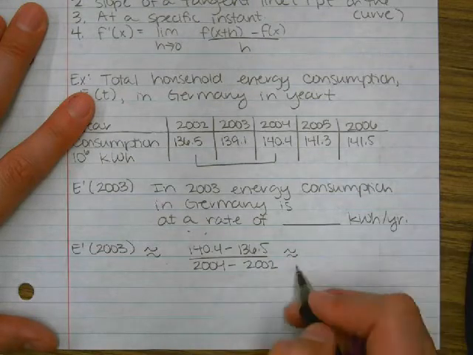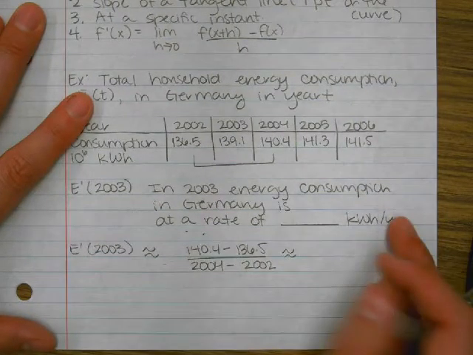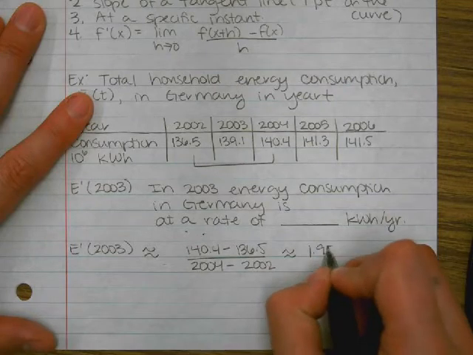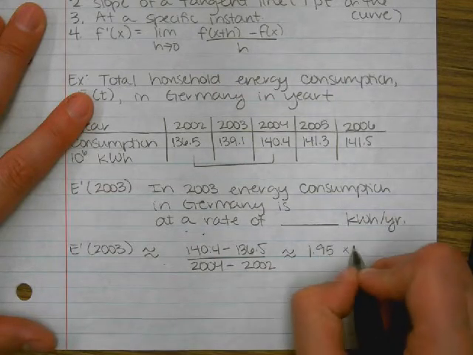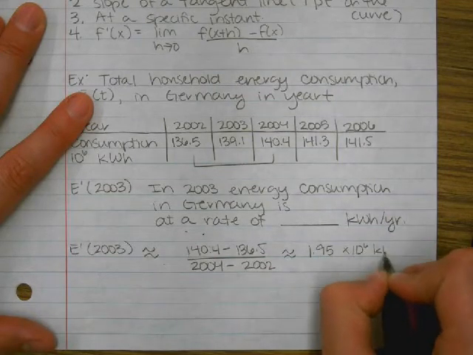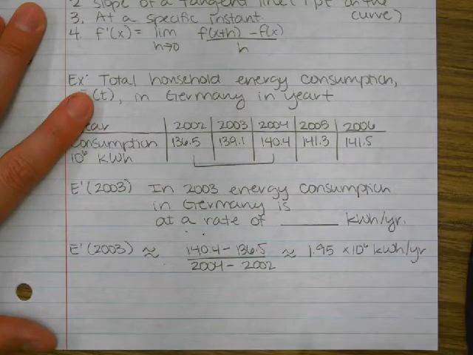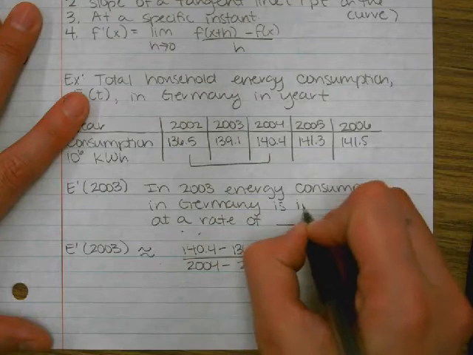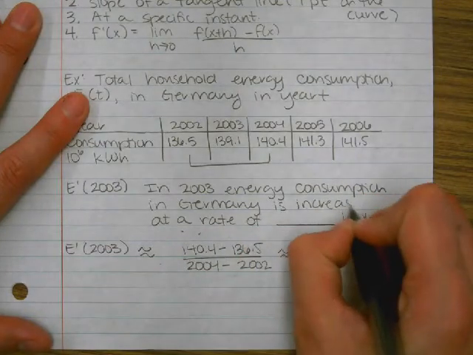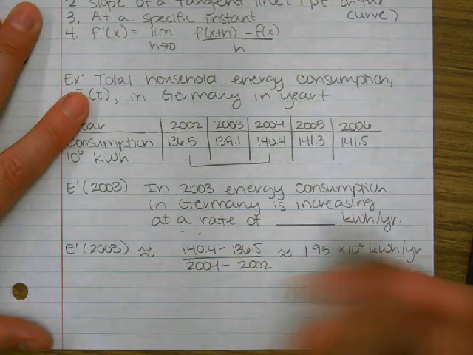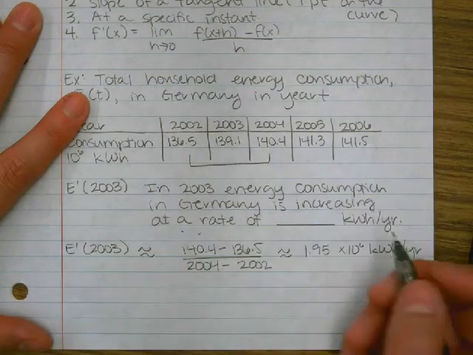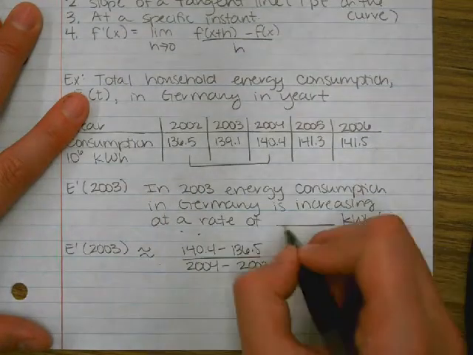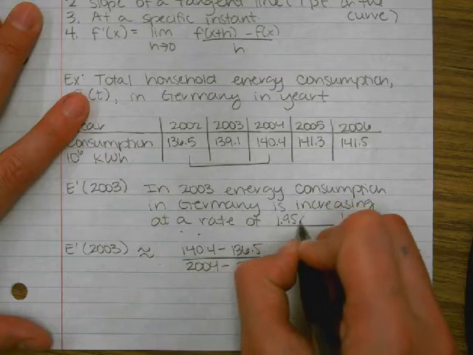And so I'm saying this is approximately the slope. It's about 1.95, and then I have to remember my units. That's times 10 to the 6th kilowatt hours per year. This is a positive number, so we're going to go back and say that the consumption is increasing over time. And you can see that it's increasing. I guess we could have written that before. And that was 1.95 times 10 to the 6th.